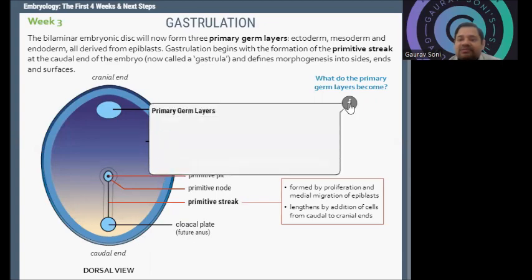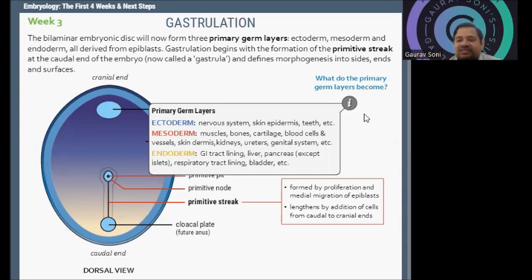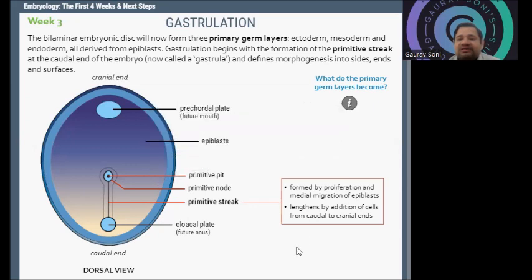So what do the primary germ layers become? Ectoderm normally becomes the nervous system, skin epidermis, teeth, etc. Mesoderm becomes muscles, bones, cartilage, blood cells, vessels, skin dermis, kidney, ureters, and genital system, etc. And endoderm becomes the GI tract, liver, pancreas except islets, respiratory tract, bladder, likewise. These are just examples. There are many more, and some organs have origin from more than one germ layer also, which we will talk about later on. So first of all, we should remember this particular diagram, taken from the bilaminar disc from the epiblast side: with the formation of the primitive streak, gastrulation starts.